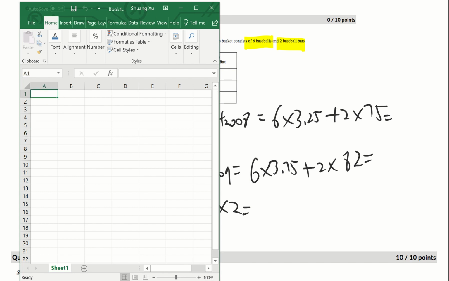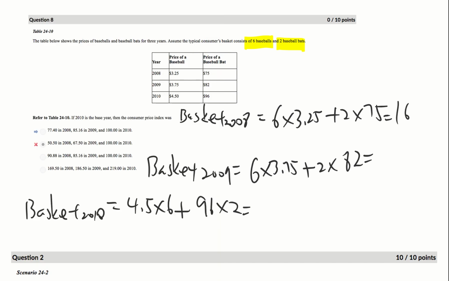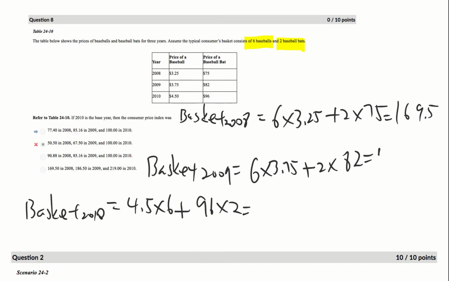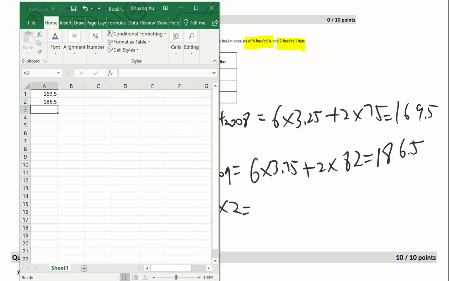All right, so first I'm going to do 6 times 325 plus 2 times 75. So that's 169.5. And then for 2009, that will be 6 times 375 plus 2 times 82. So that would be 186.5. Was it 95 or 5? Yeah, it's a 5. Okay.